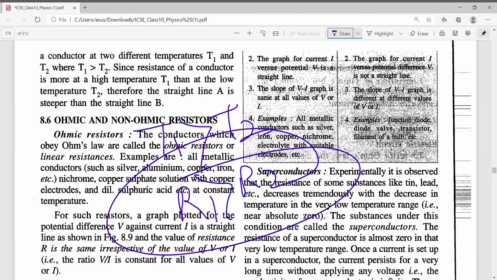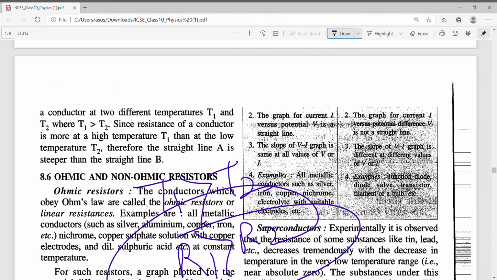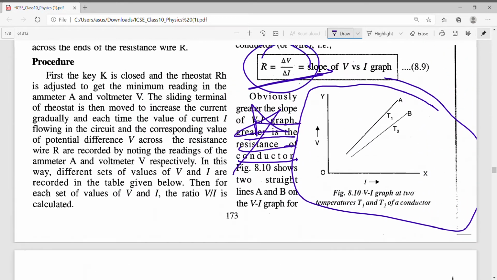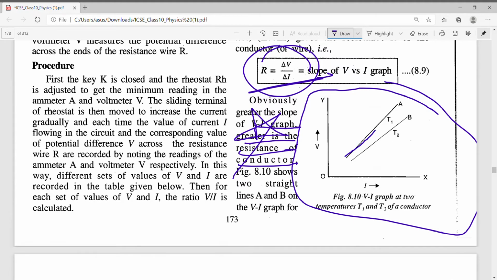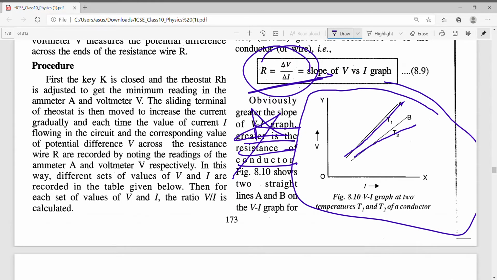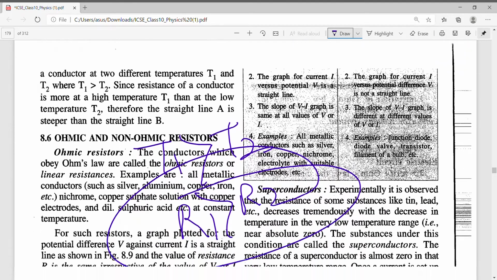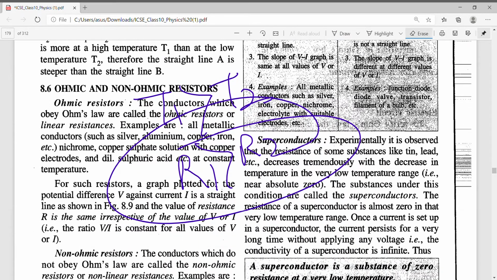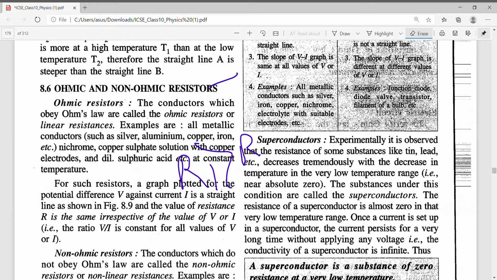Therefore, straight line A is steeper than straight line B, right? Steeper, देख लो ना, एक ये ज़्यादा steep है, ये थोड़ा जेंटल तो चला गया ना, इधर को चला गया, ये थोड़ा सा सीधा गया है, steep हुआ है ये, ठीक है? So जितना हमारा temperature उतना ज़्यादा क्या होगा? Resistance होगा. So ohmic and non-ohmic resistors.